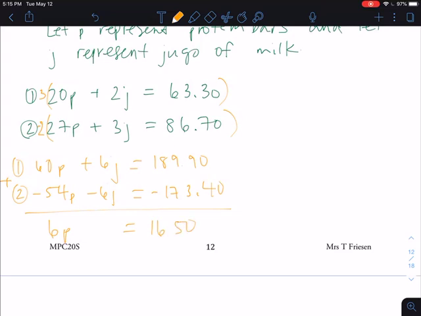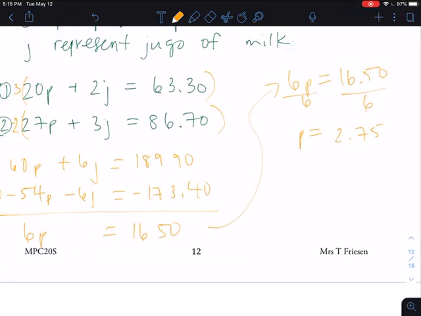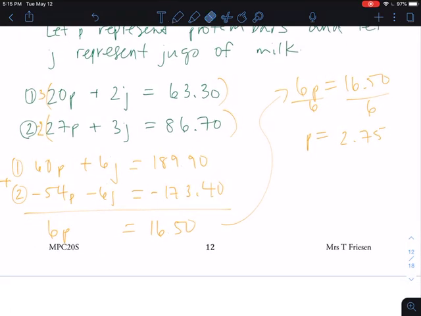So if I have 6p is equal to 1650, then when I divide both sides by 6, that gives me p is equal to 275. Then again, I am really running out of space here, you guys. I'm going to have to rewrite that a little bit smaller. Hold on one second. Sorry.